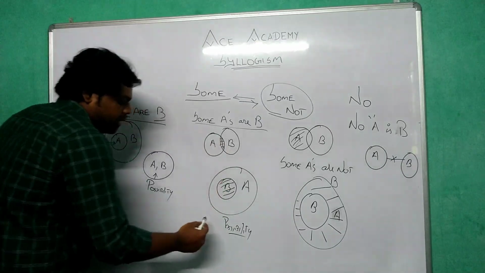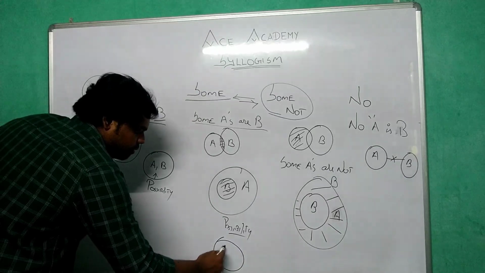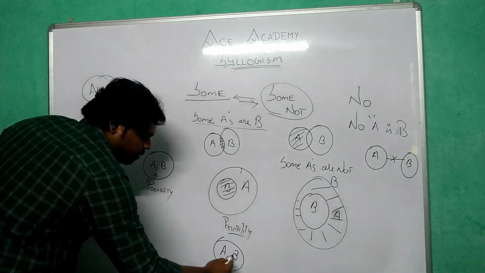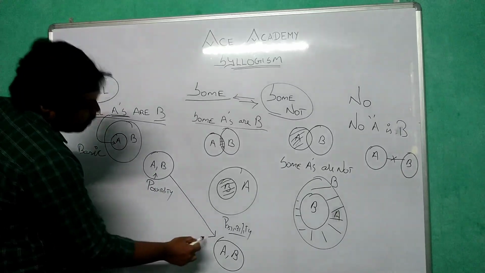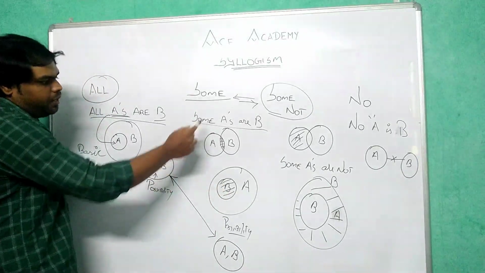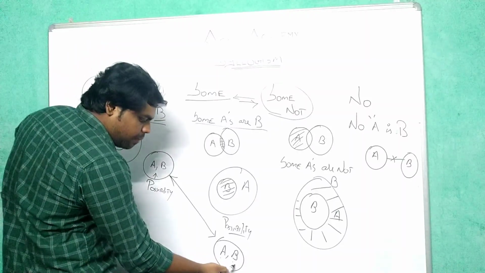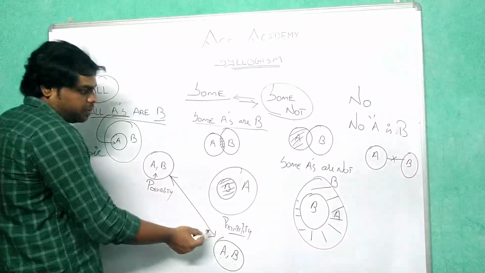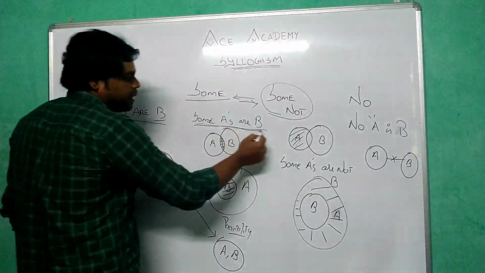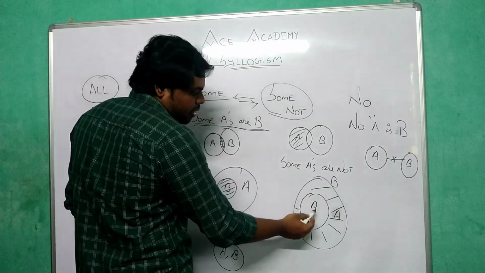And we also have another diagram for some A's are B, which is moreover similar to this. Because we can prove, right, in possibilities, that some A's are inside B and also some B's are inside A. We can prove that, right? So this is also a possibility diagram for some A's are B.